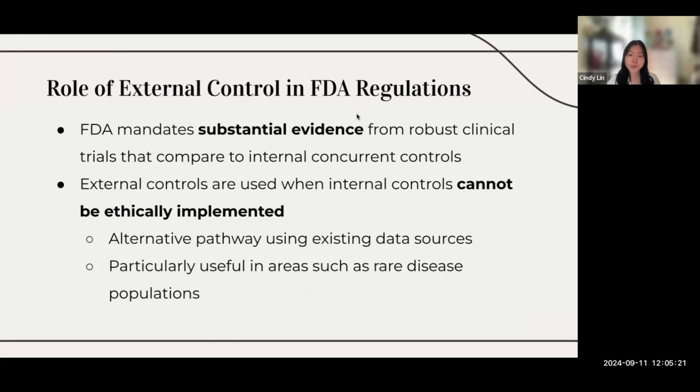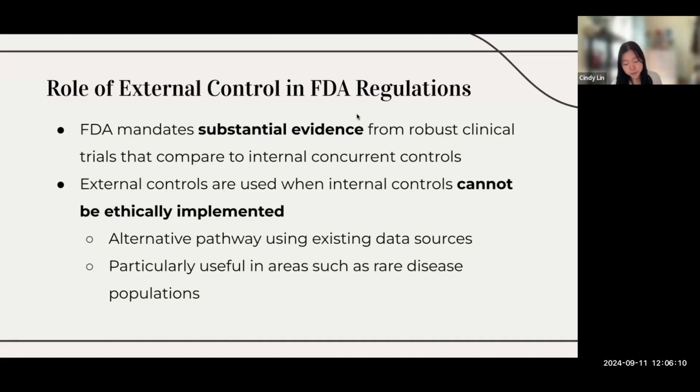So to start off, this slide introduces the critical concept of external controls within the framework of FDA regulations. The FDA mandates substantial evidence from robust trials, and because of this substantial evidence for efficacy and safety, the FDA typically tries to prioritize well-controlled trials using internal concurrent controls. In clinical research, an internal control is a trial design where patients are randomized into two or more arms in a study, and one of these arms could be a placebo arm. This type of design helps ensure that everyone in the trial is drawn from the same group of potential participants.